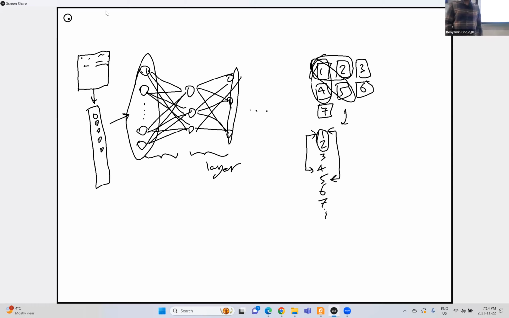So as a result, people said, let's not ruin the structure of the image. Let's change the structure of the network. So they said, rather than this, let's have a... have you passed any course on image processing? No? So you have a filter. What do you do?